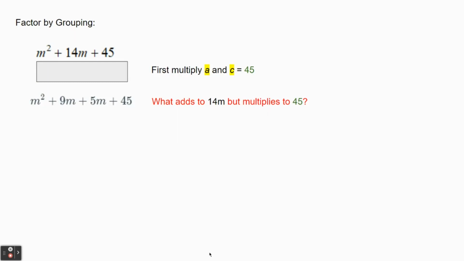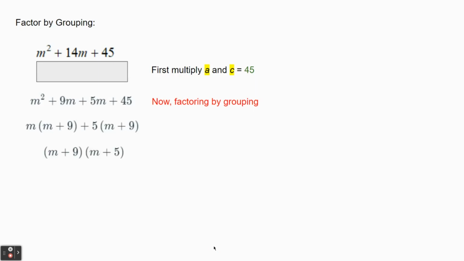And now we can do the factor by grouping. What do the first 2 terms have in common? What do the last 2 terms have in common? And we'll notice that they both have an m plus 9 in the parentheses when you factor out the m from the first 2 and a 5 from the second 2. We continue with the grouping method. For our final factored quadratic, it'll be m plus 9 quantity times m plus 5.